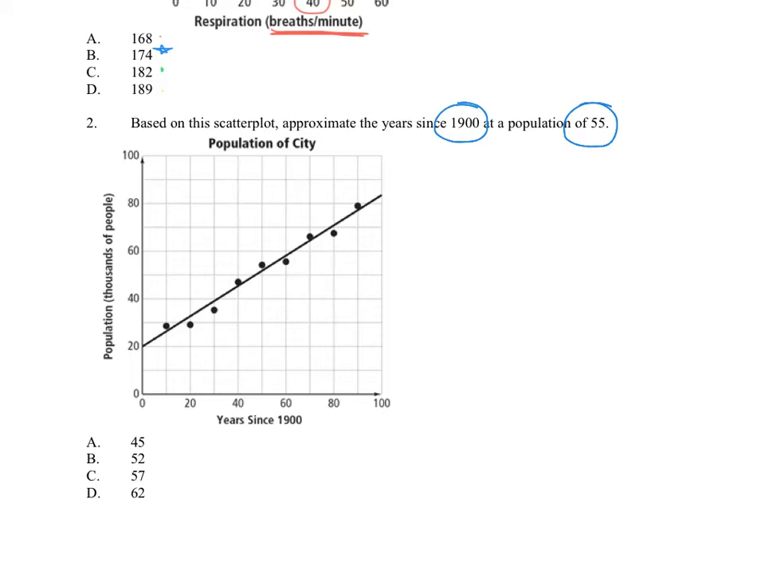So we are going to be looking at 55, which would be, here's 50, so 55 would be about right here. Okay, and we want to do the same thing. We want to try these out. A is at 45, and we want to line it up with where it says it's right here.